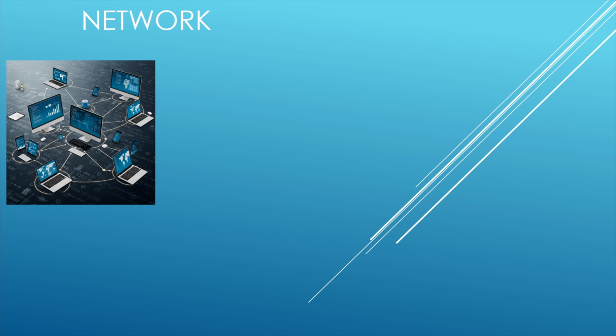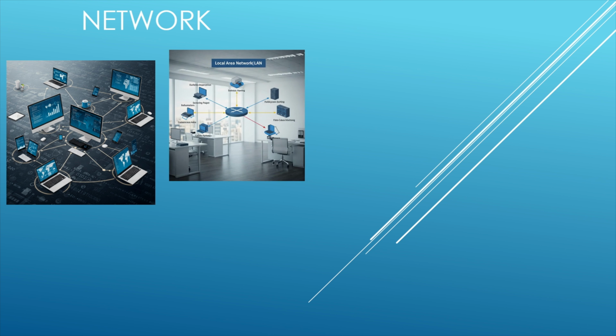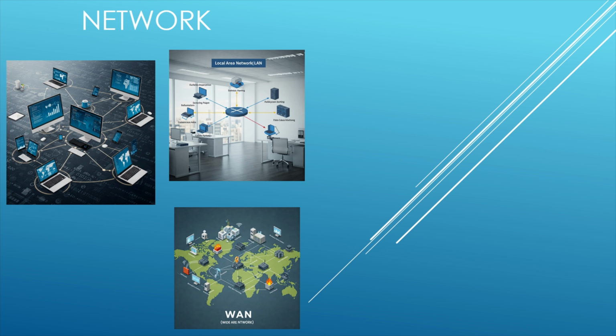So there are two types of networks majorly. One is local area network, the other one is wide area network. The local area network is something like a small network within a home or office or school where the computers are connected to each other. The wide area network is a large scale network covering computers from across the cities or even across the globe.